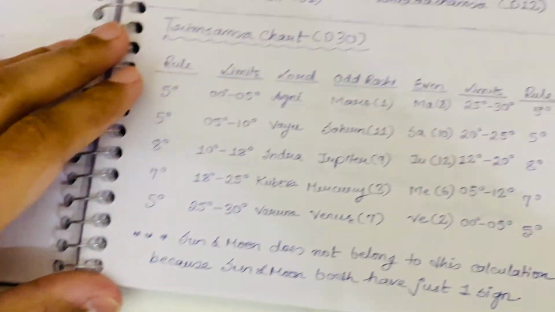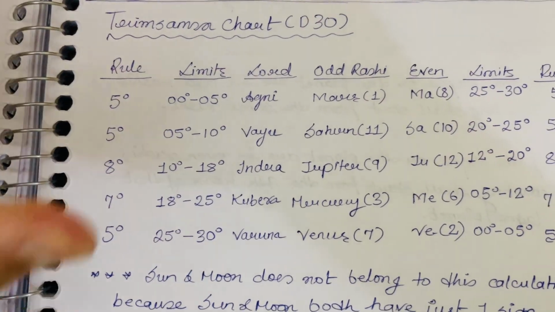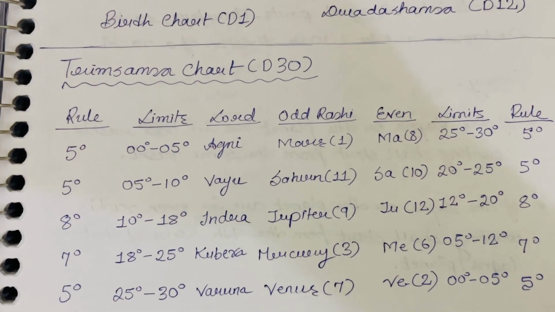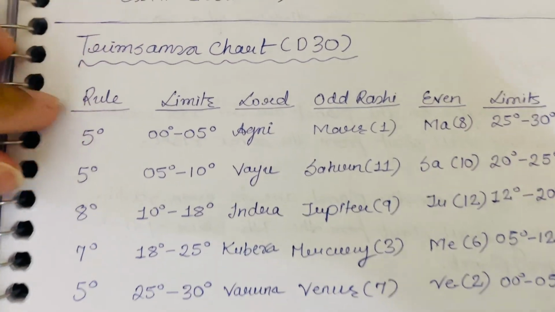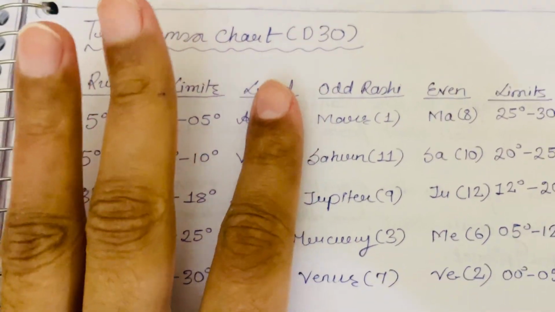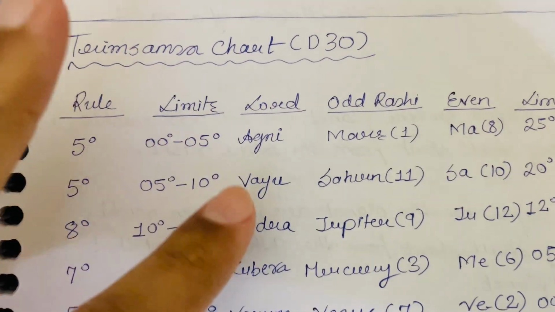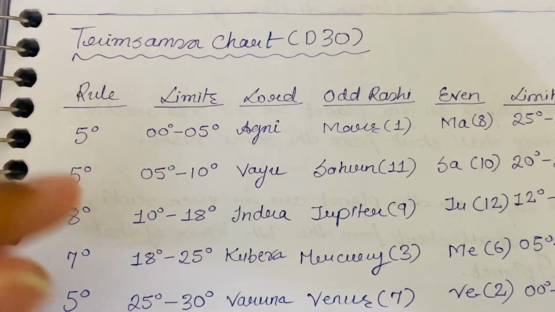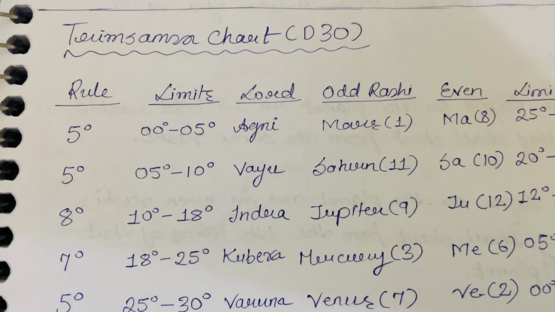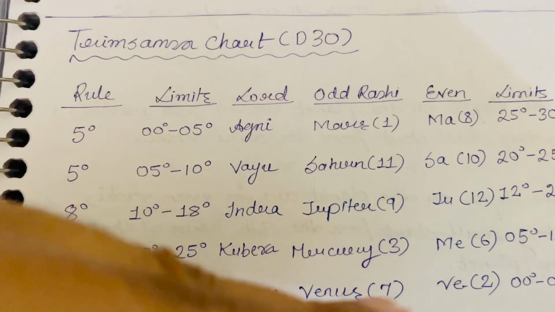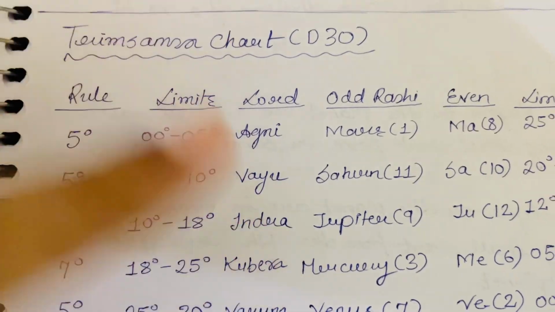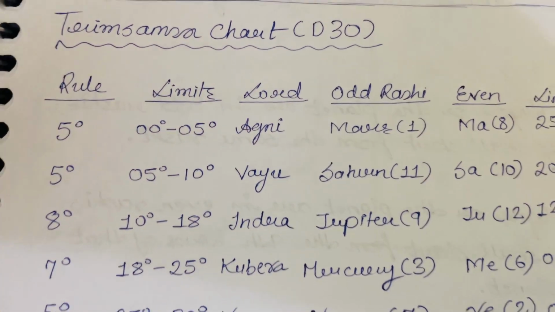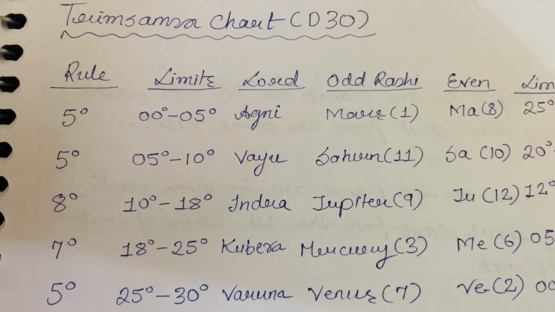This particular table should always be there in front of you whenever you will be creating the Trimsamsa chart from the birth D1 chart. Now here, don't focus on the lordship. This is for my understanding. It is not essential for you to understand the lordship of these rules and the limits Rashi wise, because this is not required when we are doing it mathematically. This is just knowledge that I have written in my notes.